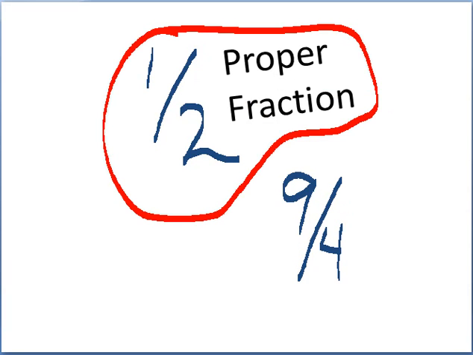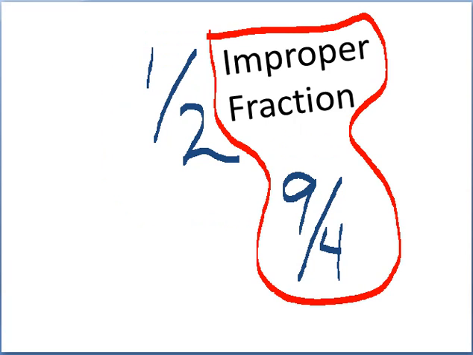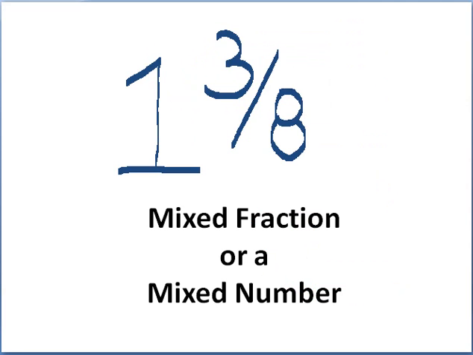Here we have what's called a proper fraction. The numerator is smaller than the denominator. And here we have what's called an improper fraction. The numerator is larger than the denominator. All right, so here we have what's called a mixed number, and that is we have a whole number and we have then a fraction put together.